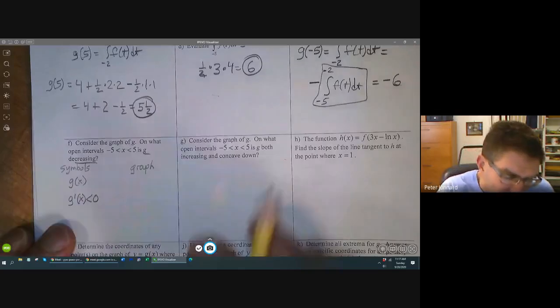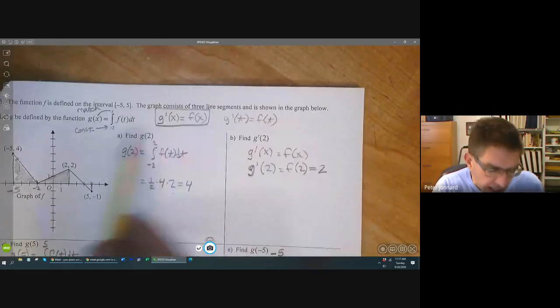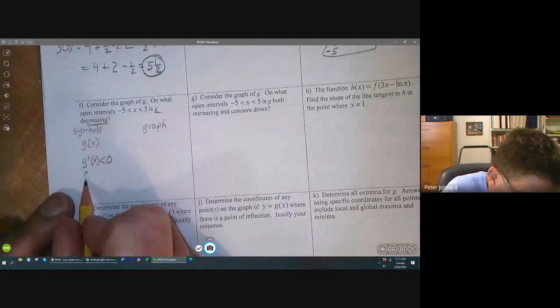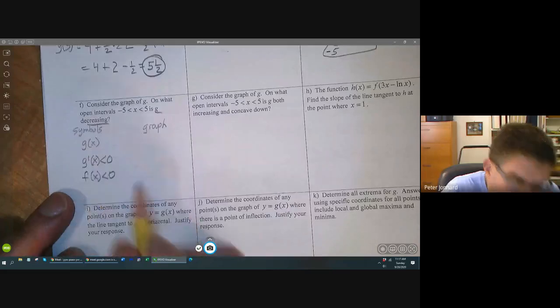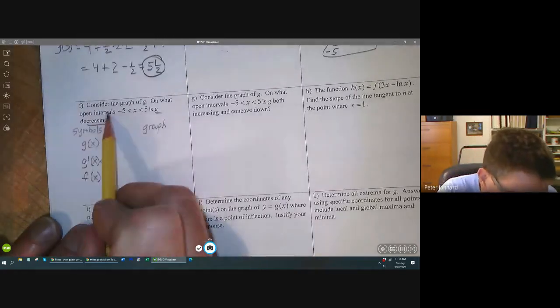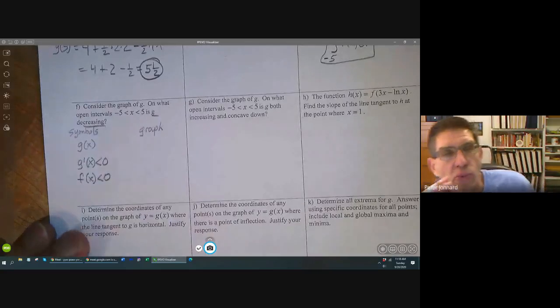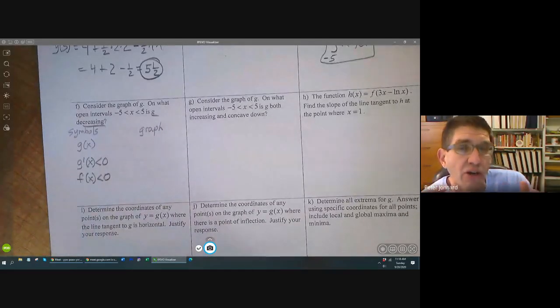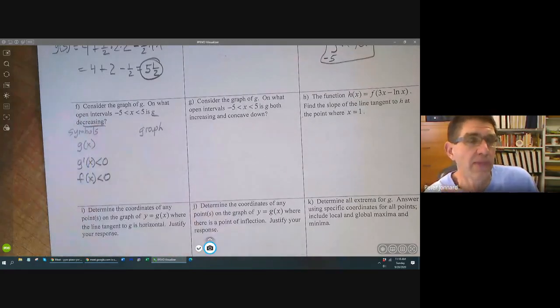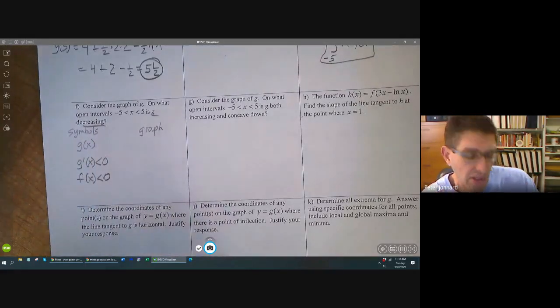But we talked about this earlier. In this context, G prime of X is f of X. So we already said that G prime of X equals f of X. So we need to find places where f of X is less than 0. Now look at the way this question's worded. It says on what open intervals is G decreasing. We often use brackets when talking about intervals on which a function is decreasing, but in this case they ask for open intervals. So we need to be careful not to give them closed intervals.